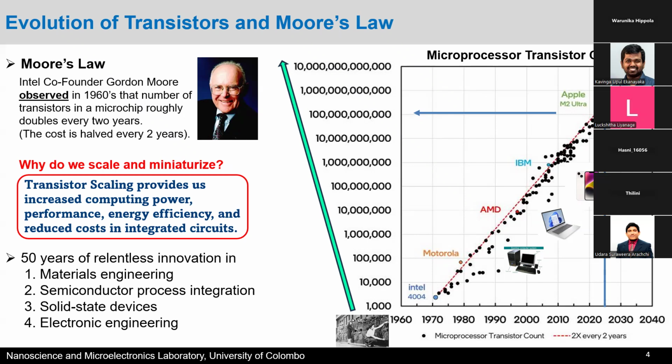So for the last 50 years, we have had a lot of innovation in this field in materials engineering, in semiconductor process integration, in solid state devices, and also in electronic engineering. I don't think any other field has evolved this much over the last 50 years. So the best brains have been working in this field to make sure that we can miniaturize the transistor and also design circuits out of these transistors to get the best functionality for the silicon chips.